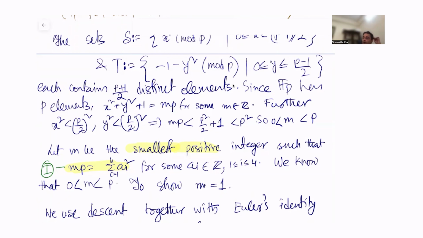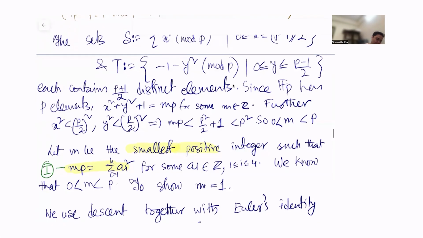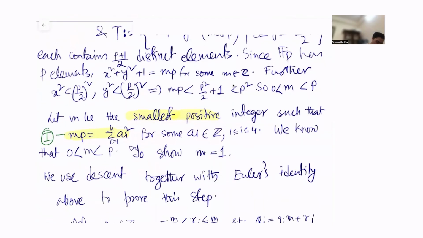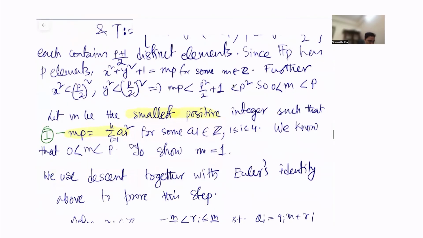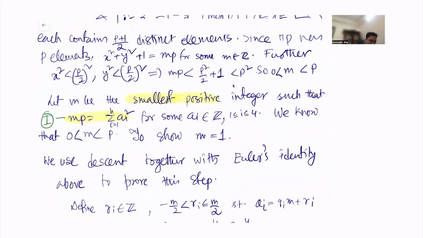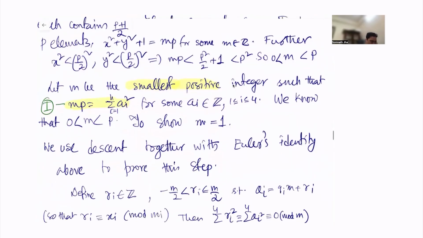If m is not 1, then I produce another m prime, so that m prime times p is also a sum of 4 squares. That contradicts the definition of m. And so we get our contradiction. To do this we use the descent method, which we discussed last time. So we use descent together with Euler's identity to prove this step. It remains to prove this step, and I explain this now.